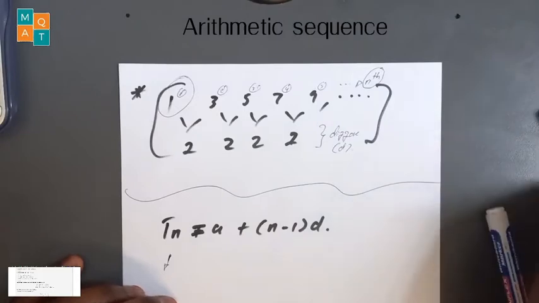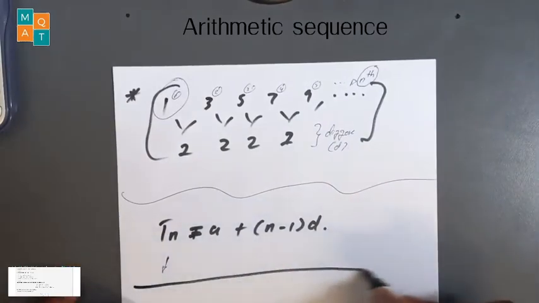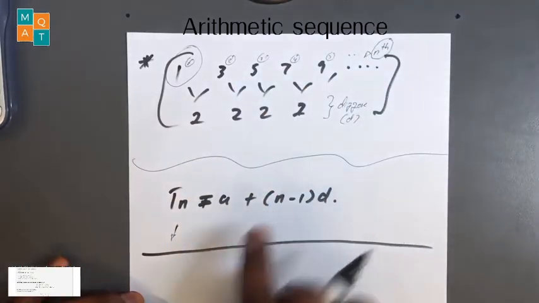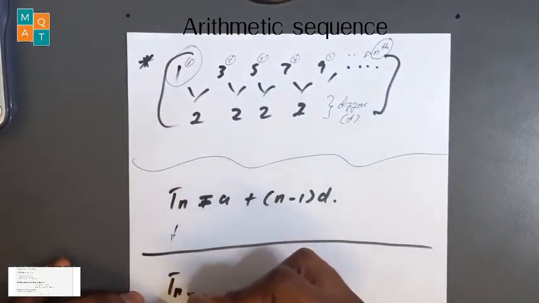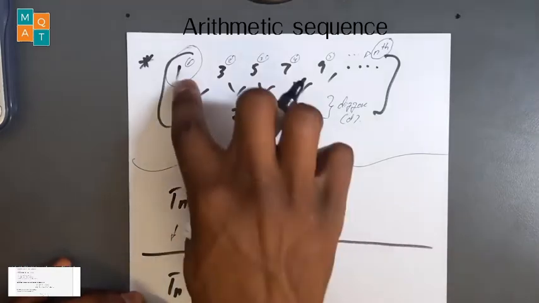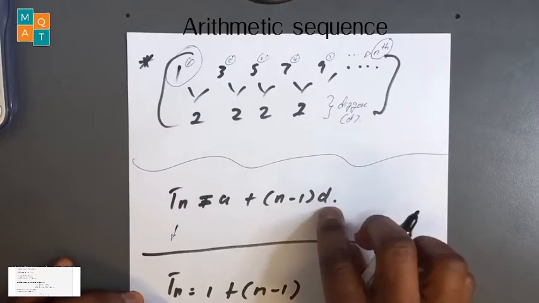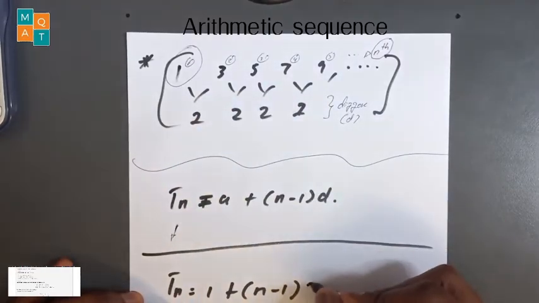Okay, let's go further. Now, let's find an equation that describes this sequence from this formula. Tn is equal to A, where A is the first value, which is 1, plus (n minus 1) times D, where D is the difference, which is 2 in this instance.